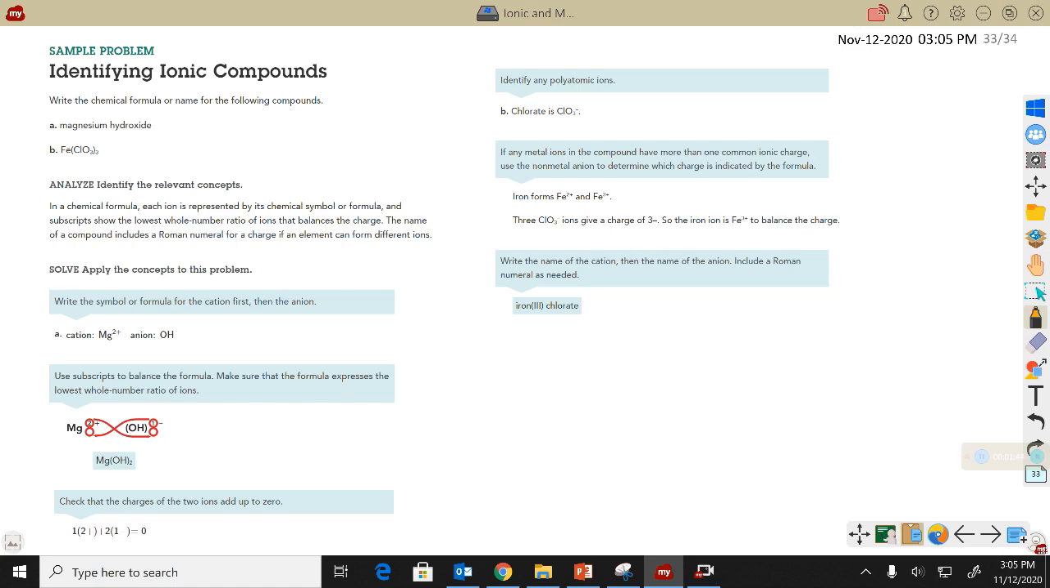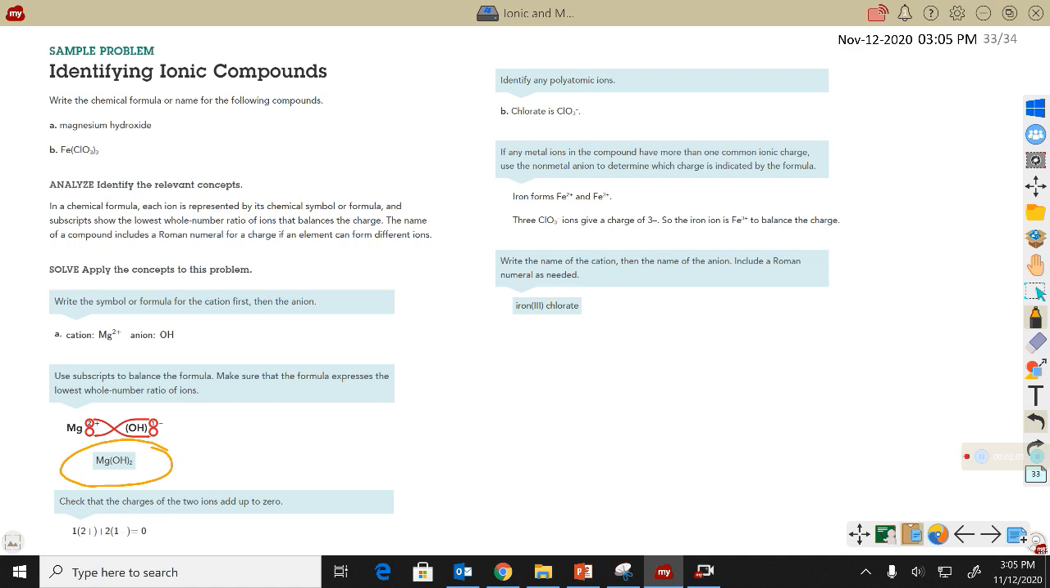So I've got my charges, +2 on the magnesium, -1 on the hydroxide. You can be a crisscrosser or a balancer. Either way, you should end up with Mg(OH)2. And here we did need the parentheses because we have to show that there are 2 groups of hydroxide.